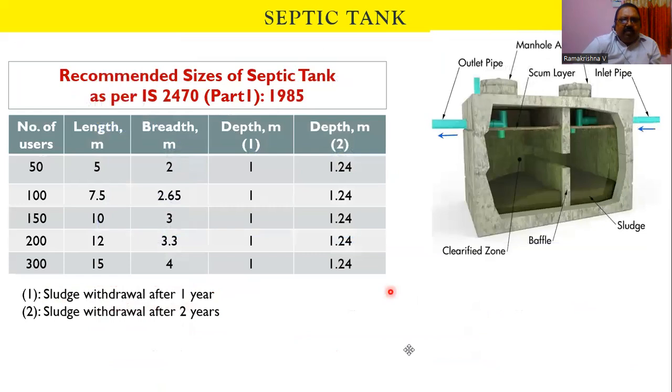We can also find from the code that there are some standard sizes of septic tank based on the number of users: length, breadth, depth, and options. The depth of the tank differs if you are withdrawing the sludge every 1 year or every 2 years. The data is available in the IS code for 50 users, 100, up to 300. So without any discussion, we can straight away use these dimensions if you are keeping a septic tank in a locality of up to 300 users.